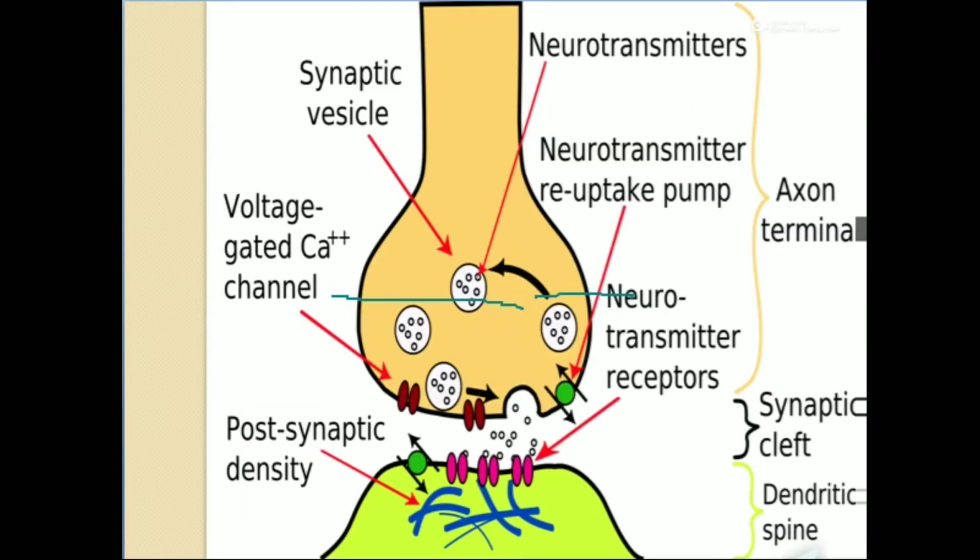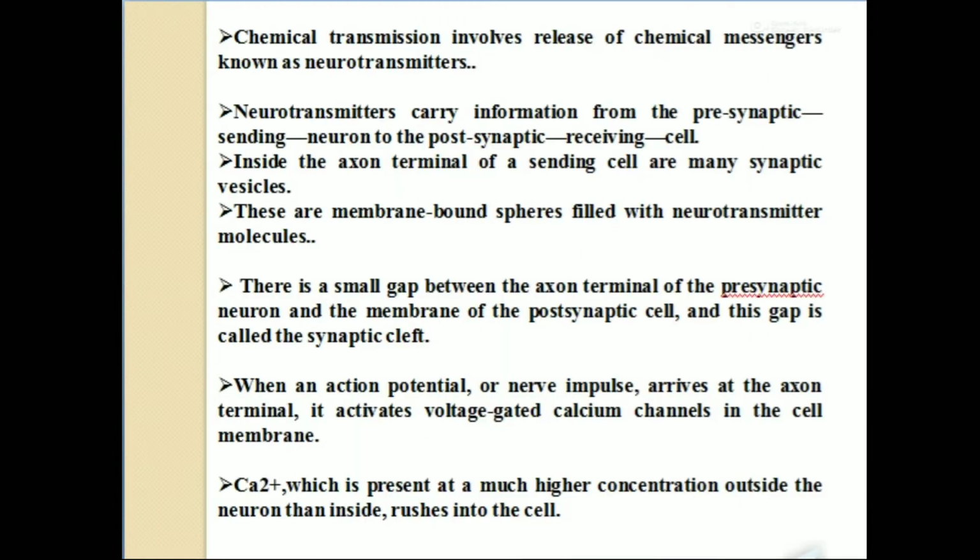Which gap are they talking about? They are talking about this gap. This gap is known as the synaptic cleft. There is a small gap between the axon terminal of the presynaptic neuron and the membrane of the postsynaptic cell. This gap is called the synaptic cleft.